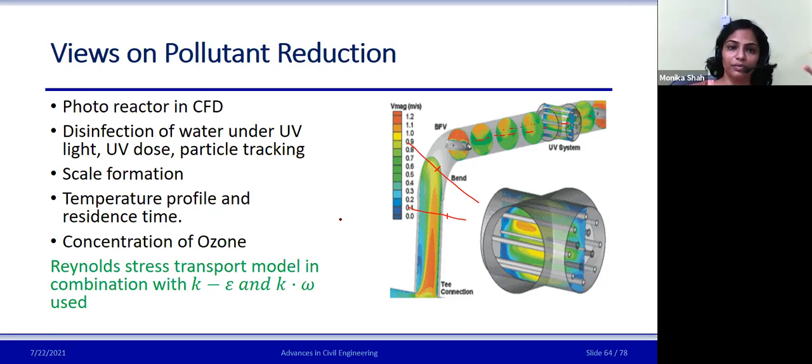Generally, for disinfection purposes, ozone is also added as a type of oxidation process, right? That is advanced oxidation. In advanced oxidation processes also, you can optimize the dose, and such things can be done with the help of CFD analysis. Generally, in these cases the Reynolds stress transport model is used, in combination with the very famous k-epsilon and k-omega models. These models are readily available in ANSYS Fluent, and such profiles are generated through that.